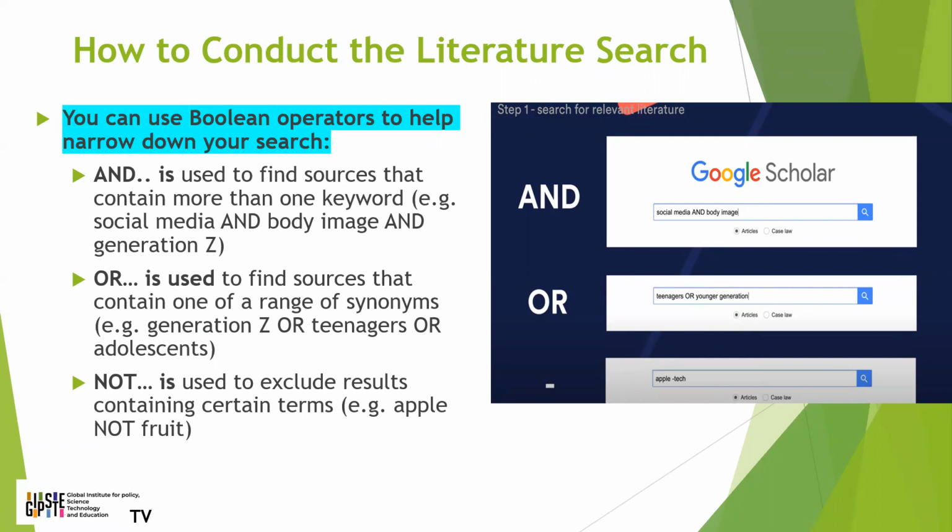AND is used to find sources that contain more than one keyword. For instance, if you have social media and body image, and you are using Google Scholar, you type in social media AND body image, and you have to select articles because you want articles, not case laws.